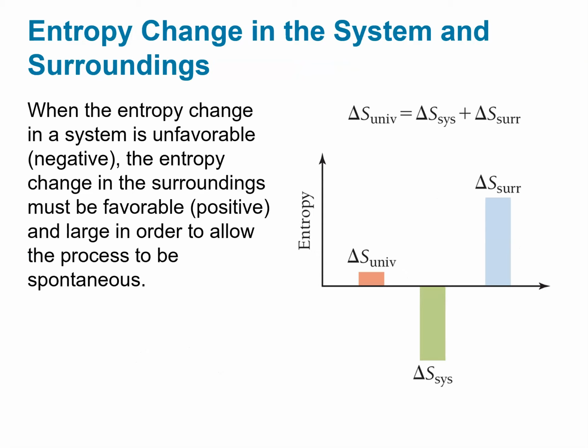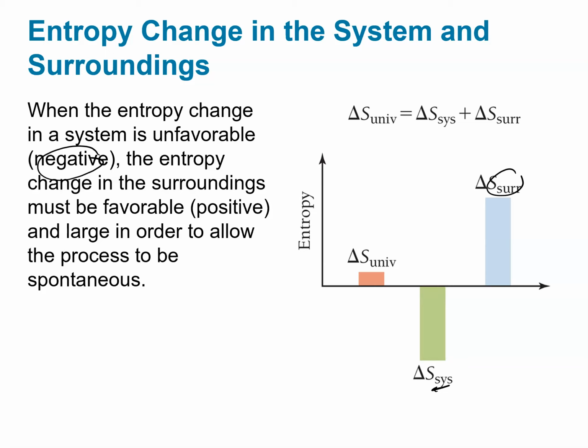Okay, so we're going to look at two different examples really fast of talking about the system and the surroundings and the universe. So in this particular slide, when the entropy change in a system is unfavorable, which is negative, which we're seeing here for the system, the entropy change of the surroundings has to be favorable, positive, so that the entropy of the universe increases. So every time we're talking about thermodynamics, you have to be very, very clear about what your system is. What's your system? What's your surroundings? And of course, we have a sense of what the universe is.